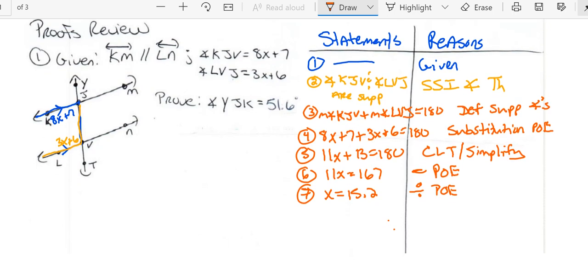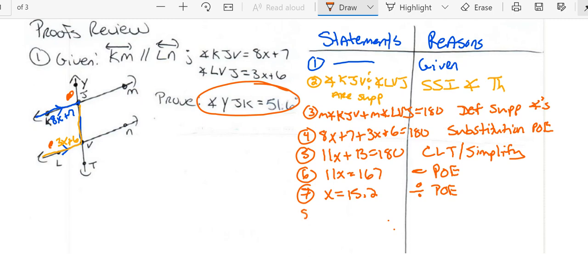Then we need to go back, because it doesn't just ask you to prove x equals 15.2. It asks you to prove what angle YJK is. So angle YJK is not either one of the two given angles. So before we even start plugging in, let's see what YJK is on our picture. YJK is this angle up here. And that has a connection with this yellow angle here, the LVJ. They're corresponding, so they're congruent.